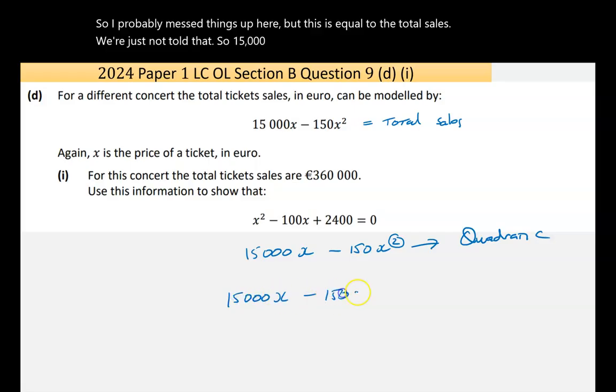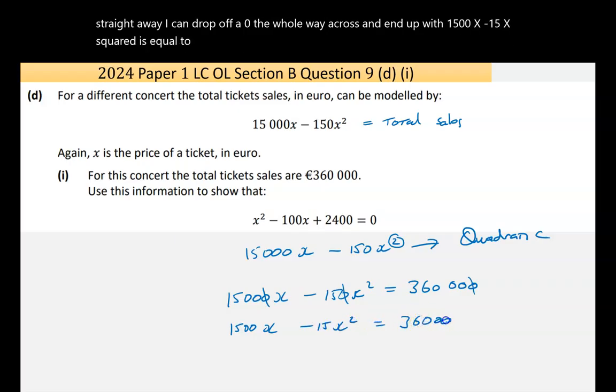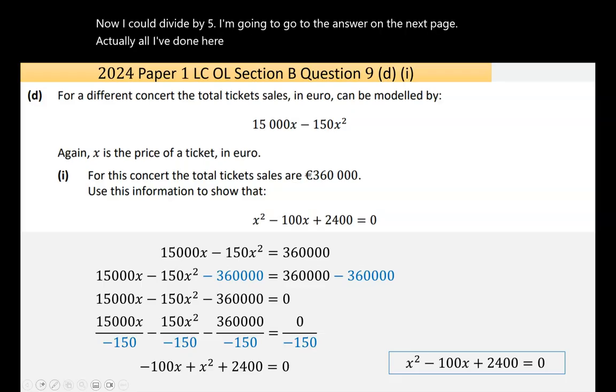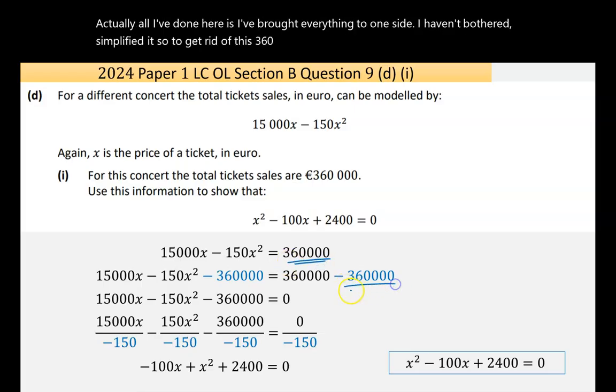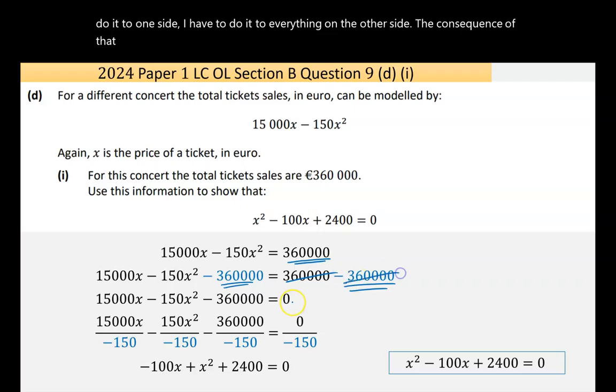So 15,000x minus 150x squared is equal to 360,000. Now straight away I can drop off a 0 the whole way across and end up with 1500x minus 15x squared is equal to 36,000. Now I could divide by 5. I'm going to go to the answer on the next page. Actually, all I've done here is I've brought everything to one side. I haven't bothered simplifying it. So to get rid of this 360,000, I've taken 360,000 away from it. If I do it to one side, I have to do it to everything on the other side. The consequence of that is that they cancel out. I'm left with 0.